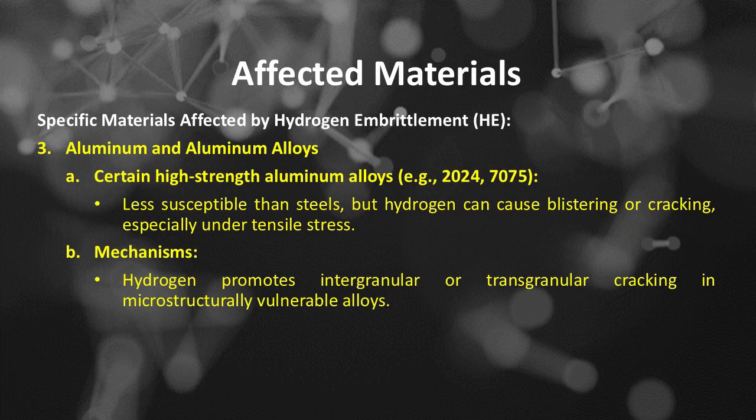Number 3 of specific materials affected by hydrogen embrittlement is aluminum and aluminum alloys, including certain high-strength aluminum alloys such as 2024 and 7075. They are less susceptible than steels, but hydrogen can cause blistering or cracking, especially under tensile stress. Aluminum and aluminum alloys mechanisms: hydrogen promotes intergranular or transgranular cracking in microstructurally vulnerable alloys.